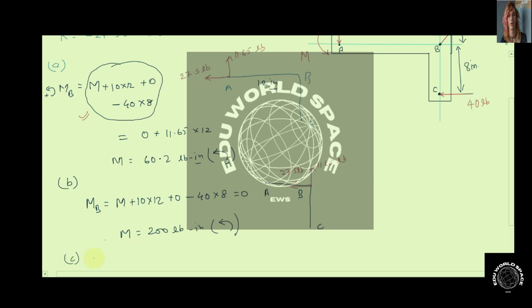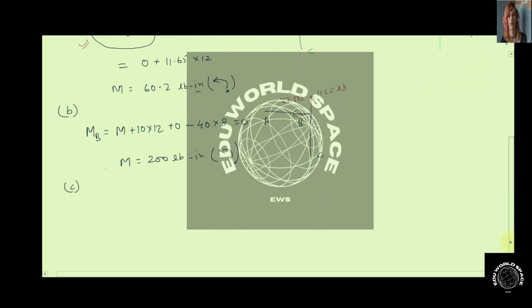Now in the third case, they are asking what the value of M should be for which the equivalent force system is present at point C. So this is A, this was point B, and this was point C, and we can draw the equivalent force at point C as 11.65 pound in this direction, and in the x direction it was 27.5 pound. This vertical distance is given in the problem as 8 inches.